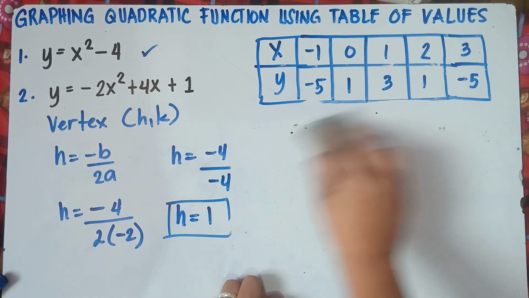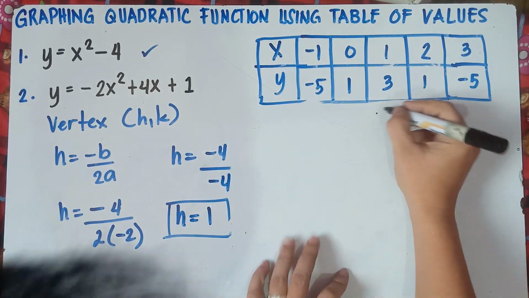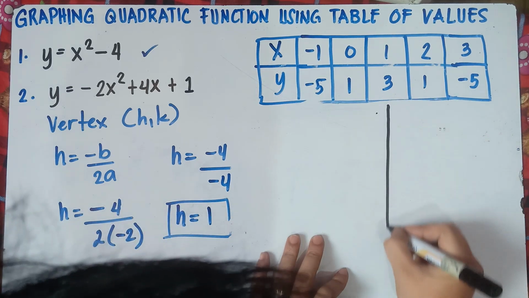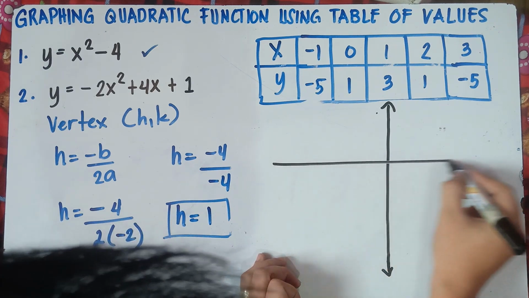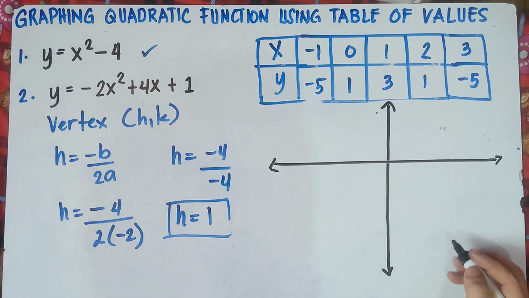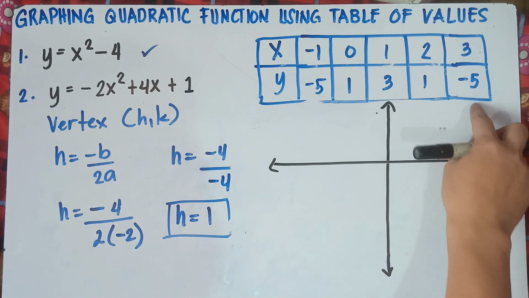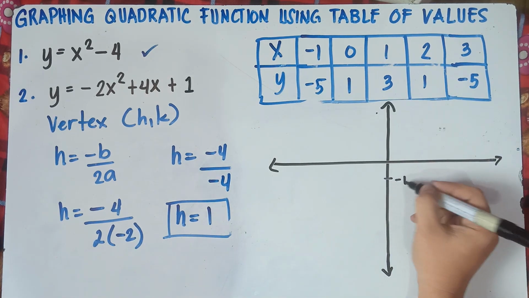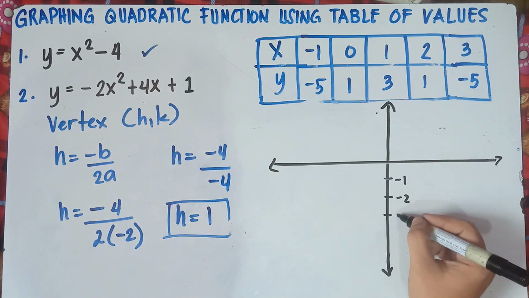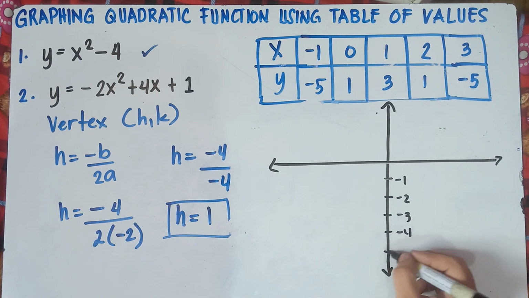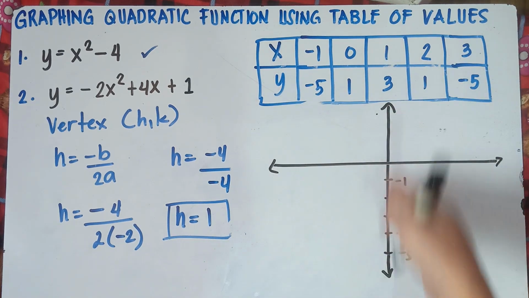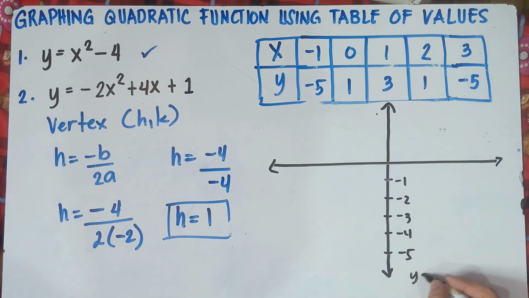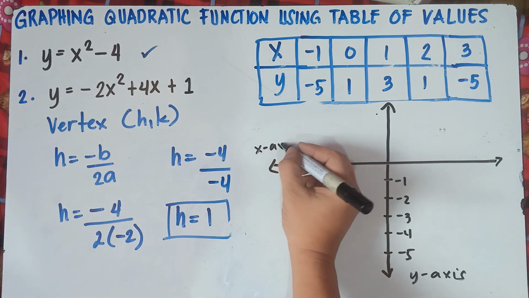Alright, so let's graph. The vertical line will be the y values. The horizontal line will be the x values. For y, we have negative 5. So negative 1, negative 2, negative 3, negative 4, negative 5. Once again, class, the vertical line, going downwards, is what we call the y-axis. And this horizontal line is the x-axis.